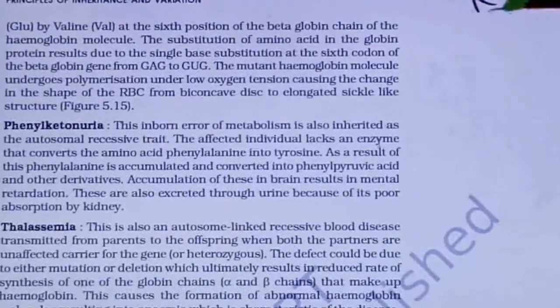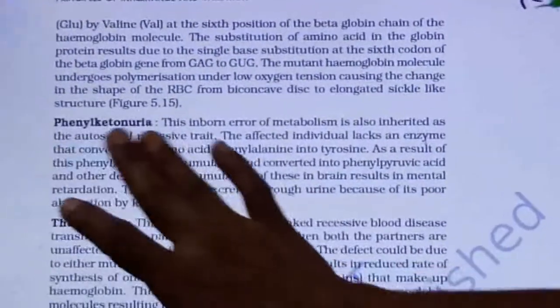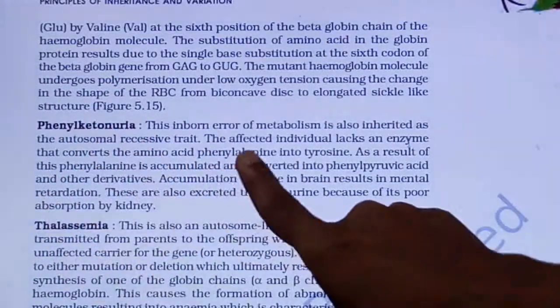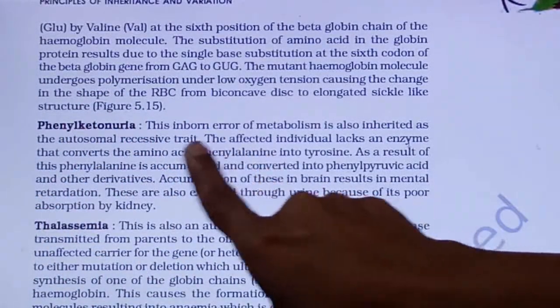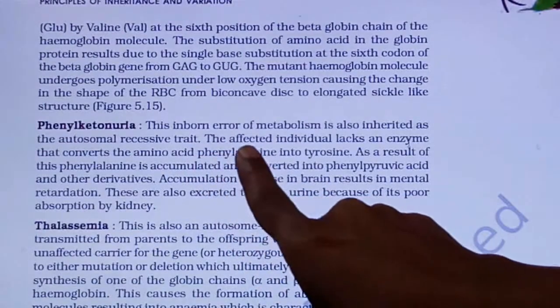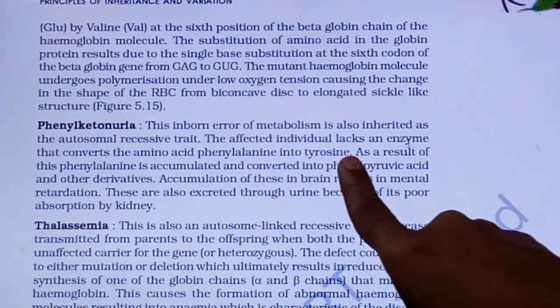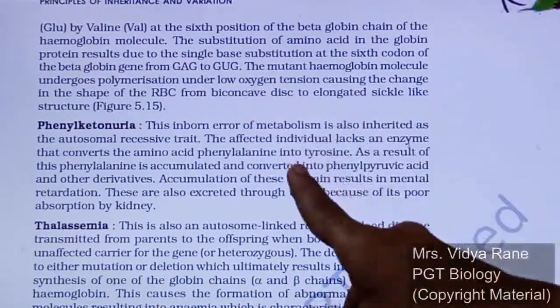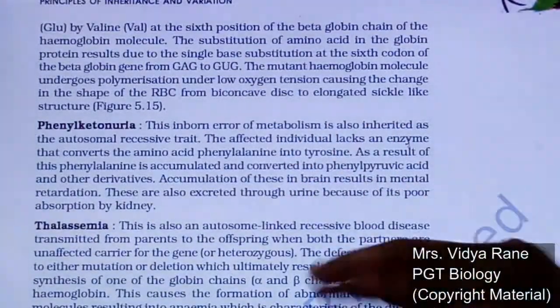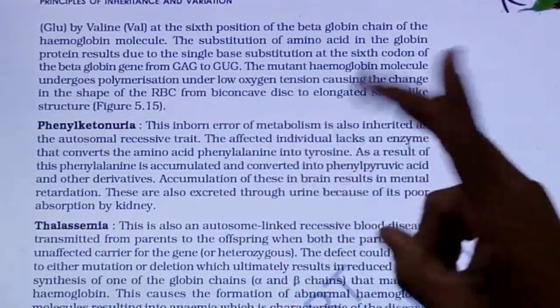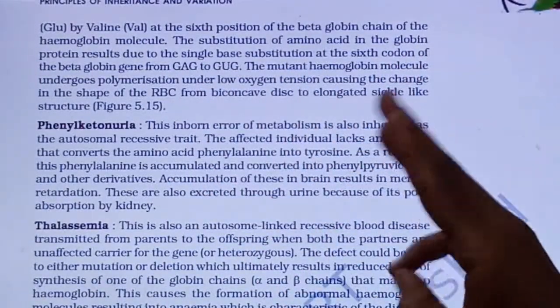On that you can see the next, phenylketonuria. Why does this disease occur? The amino acid phenylalanine is converted into tyrosine, but due to lack of the enzyme, this conversion does not occur, and phenylalanine goes on accumulating. Based on this, a 2 marks or 3 marks question will be asked.